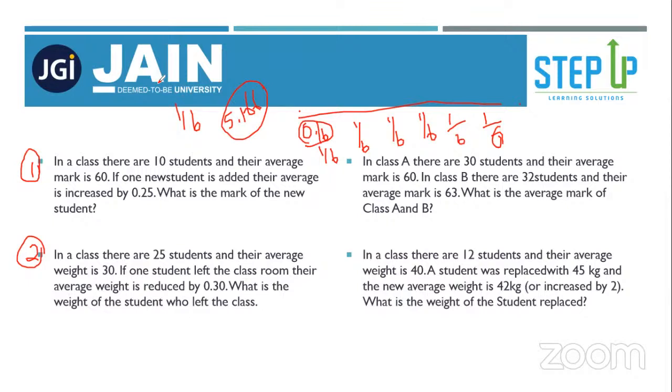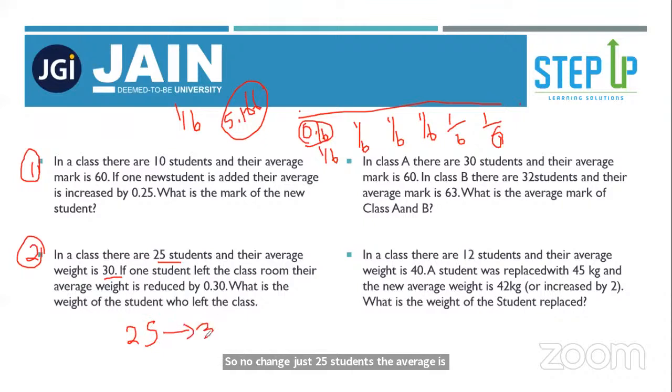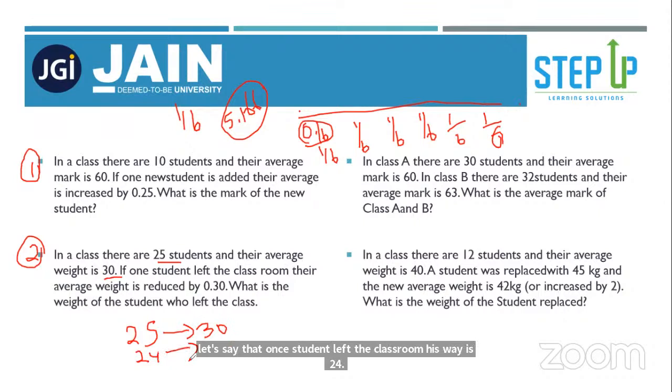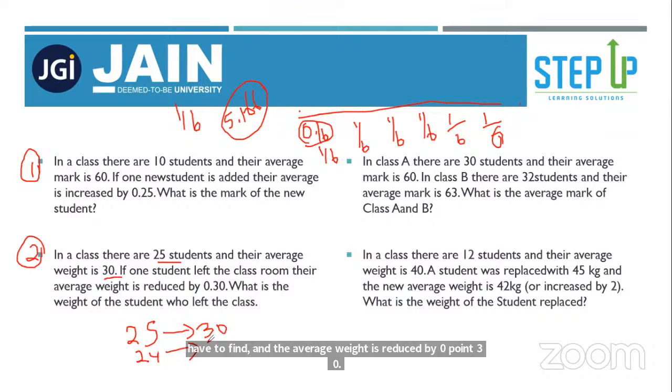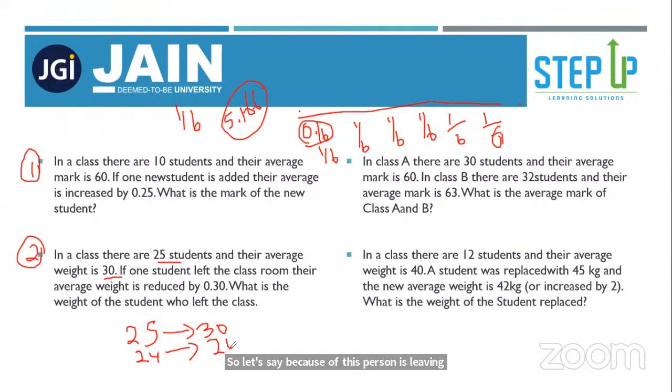Okay, it's almost the same question as the above one. 25 students, the average is 30. So no changes. 25 students, the average is 30. So now let's say that one student left the classroom, so there are 24. His weight we have to find. And the average weight is reduced by 0.30. So let's say because this person is leaving, the weight is coming down. Then is this person heavier or lighter?